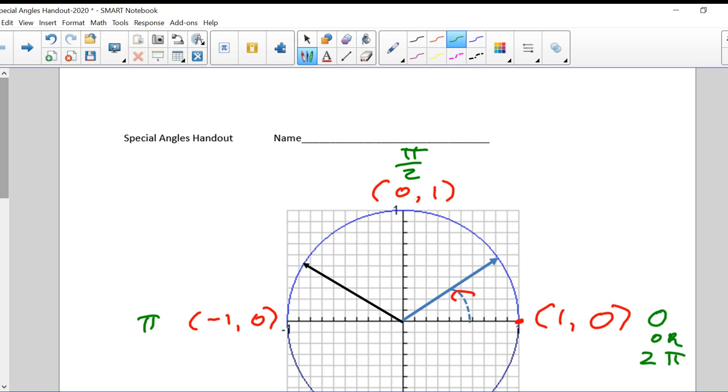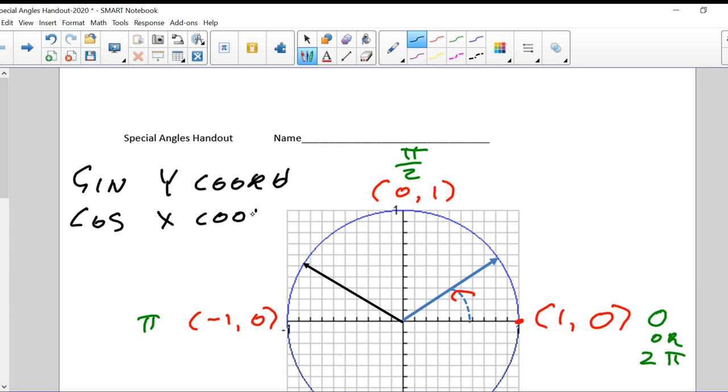Let me go to black now. I want you to think of sine as being your y coordinate. I want you to think of cosine as being your x coordinate. I'll explain what all of that means in a second. And I want you to think of tangent as being your y divided by your x coordinate.